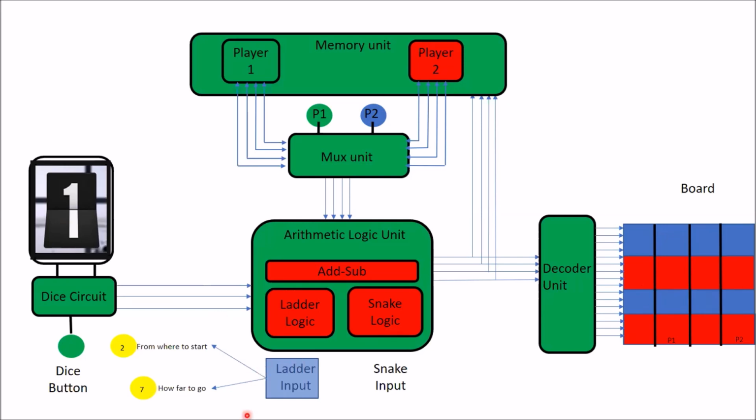So once I give these two inputs in the ladder logic unit, what will happen? A virtual ladder will be placed from that location. You do not need to show these virtual ladders in your circuit, but your circuit must act in that way. So that is a ladder input.